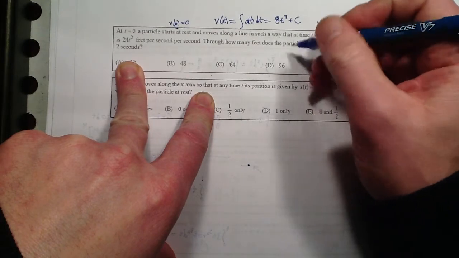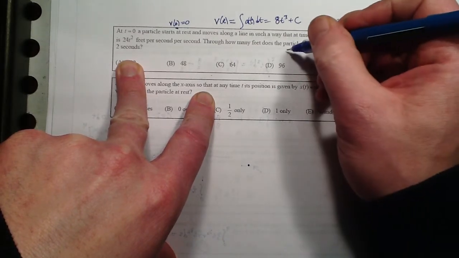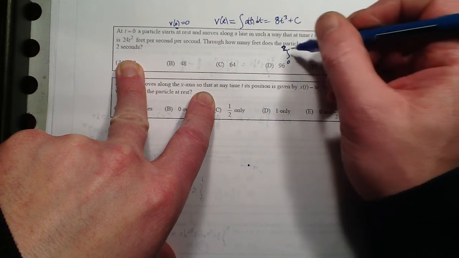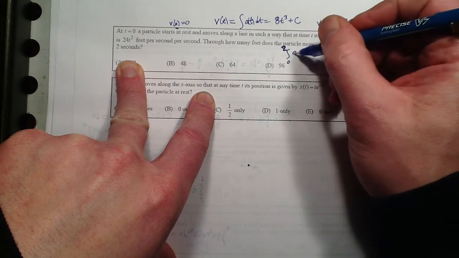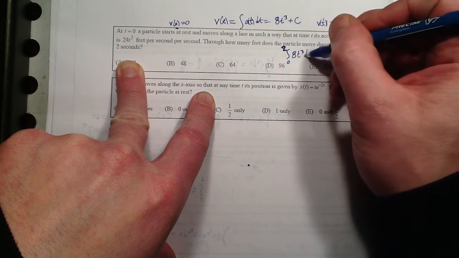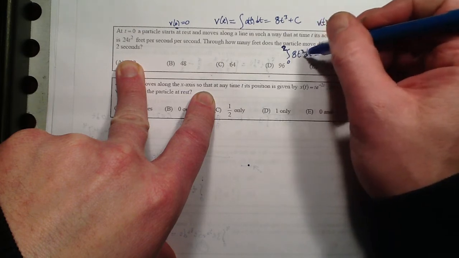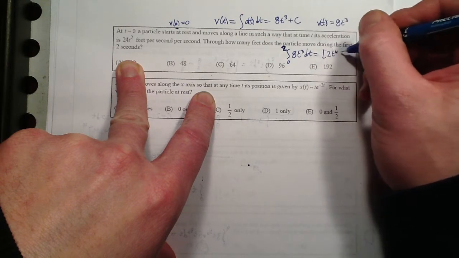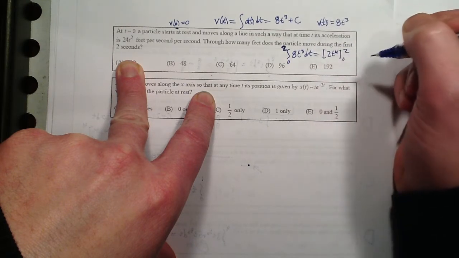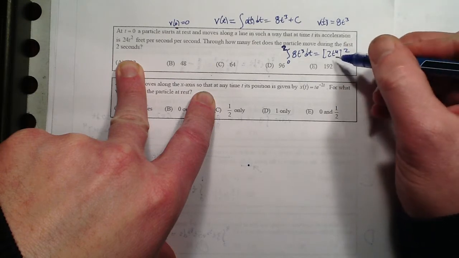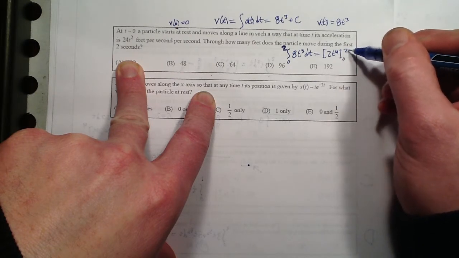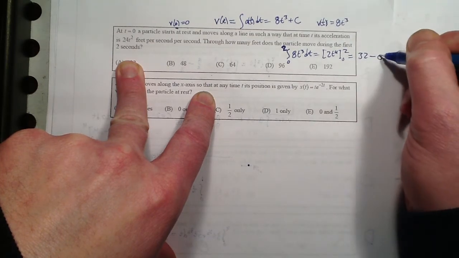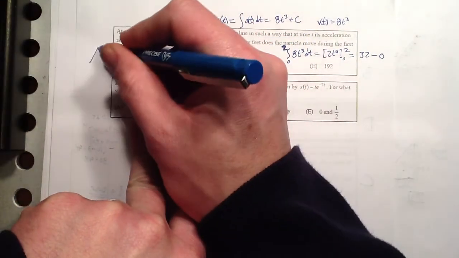So that means that the position during the first 2 seconds would be the antiderivative from 0 to 2 of the velocity. The antiderivative of 8t cubed is 2t to the 4th from 0 to 2. And plugging 2 in there, we get 2 to the 4th is 16 times 2 is 32 minus 0. That's 32.